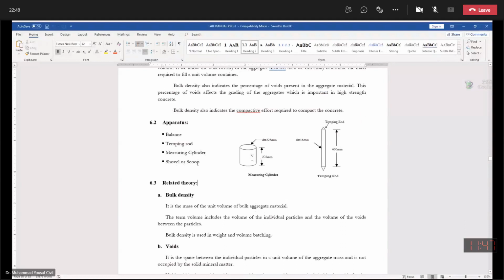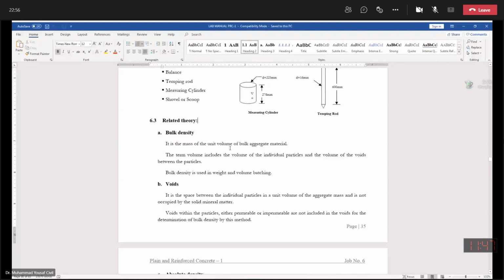Bulk density is the mass of unit volume of bulk aggregate material. Bulk means the voids, the spaces between the aggregate particles, are also included in considering the volume. That volume will be used for dividing the weight of the aggregate to find out the density.